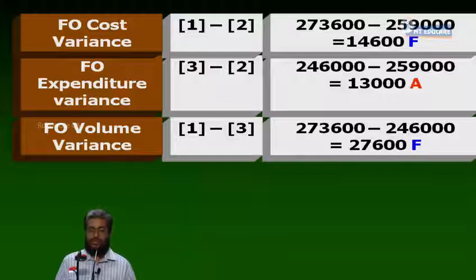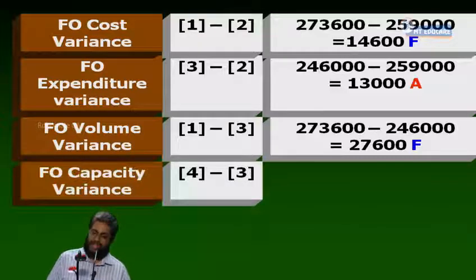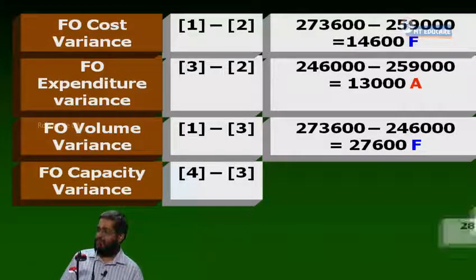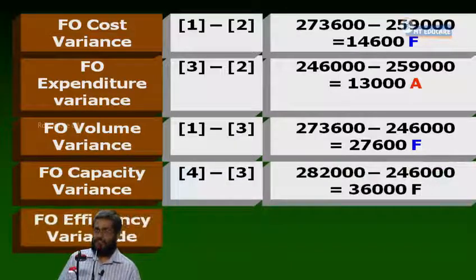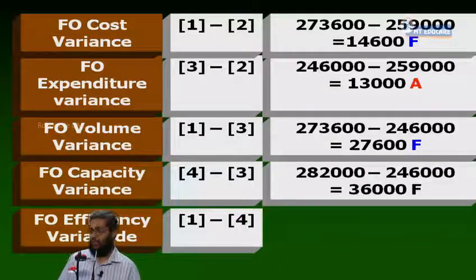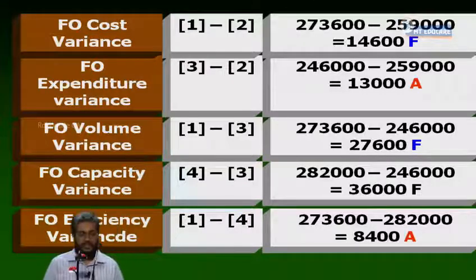Volume variance, branch it into 2. First branch is fixed overhead capacity variance, 4 minus 3. It is 36,000 favorable. Fixed overhead efficiency variance, 1 minus 4. It is 8,400 adverse.